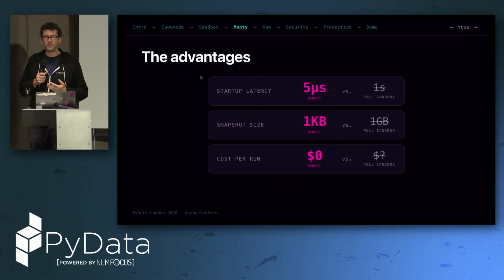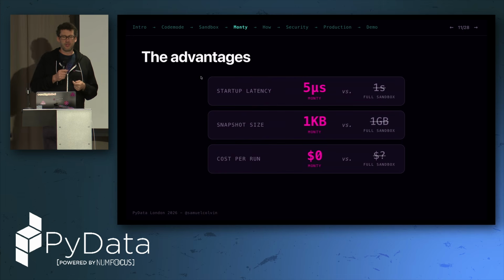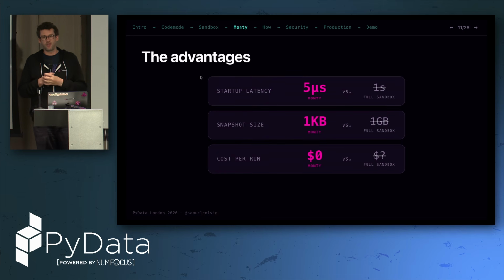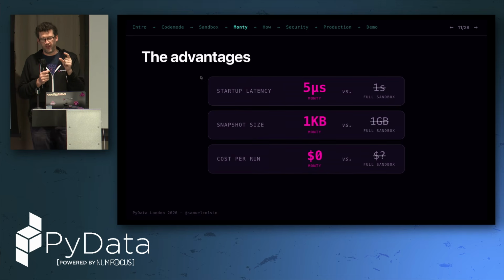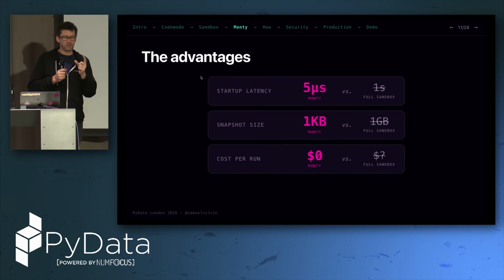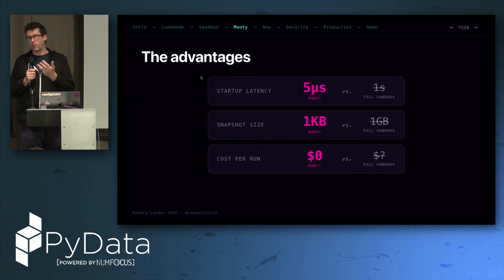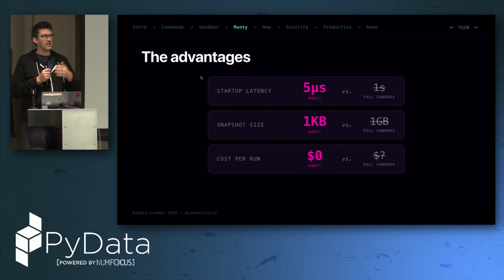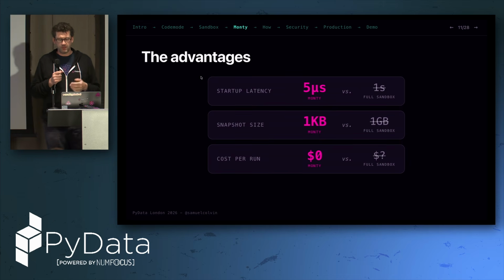So the advantages, because Monty is running in the same process as the rest of your agent, the startup time, the time to go from I have some code to I have the result, the overhead of doing that is around 5 microseconds. That is not a typo, that is 5 microseconds. The snapshot size, if I do want to have this persistence, is, depending on what you're doing, order of magnitude 1 kilobyte instead of about 1 gigabyte if I want to take my full Linux container and snapshot it and go and put it somewhere. And obviously the cost of running it is 0.